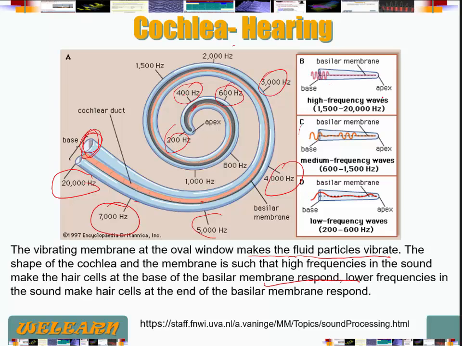Now, for example, if we have a sound that comes in at high frequency, only the hairs at the base of the cochlea are going to respond. This is the apex. You see how it is rolled up. So here we have it extended. So only here we are going to have the hairs respond. Medium frequencies, it's going to be somewhat more varied. Low frequencies, we are going to have a response from hairs at the apex.